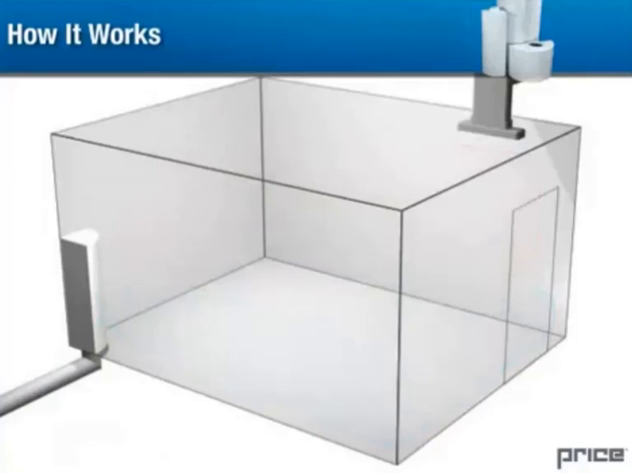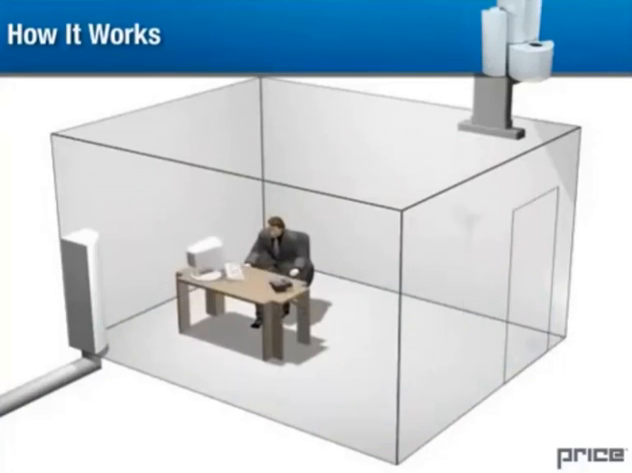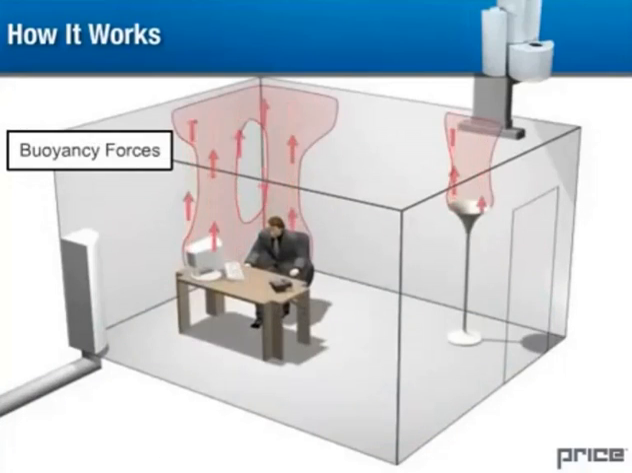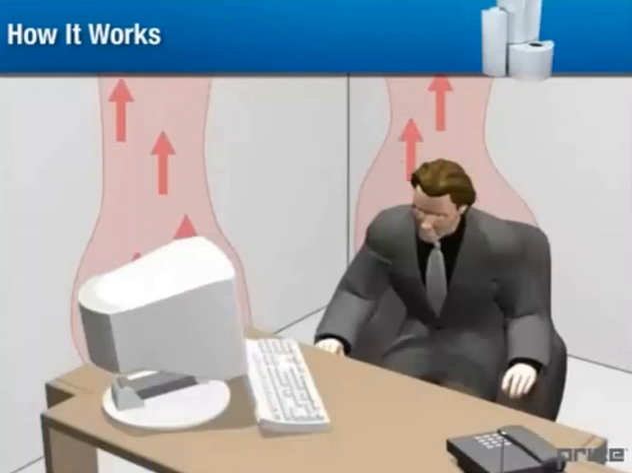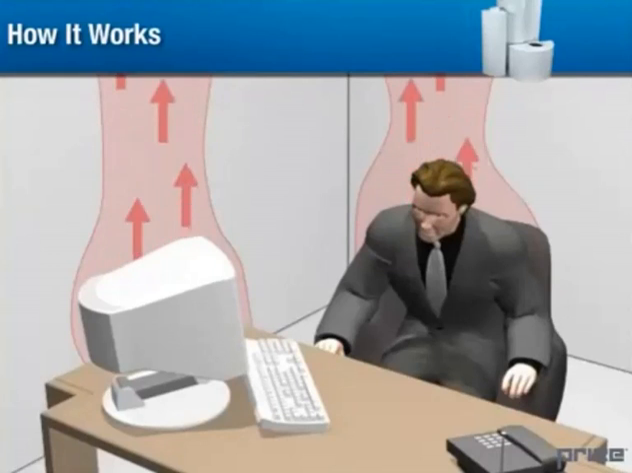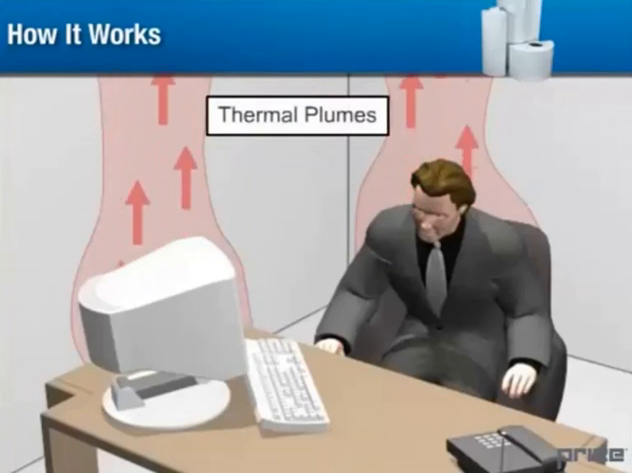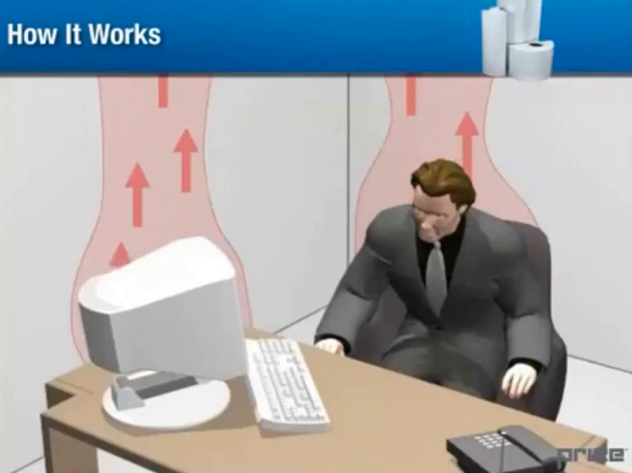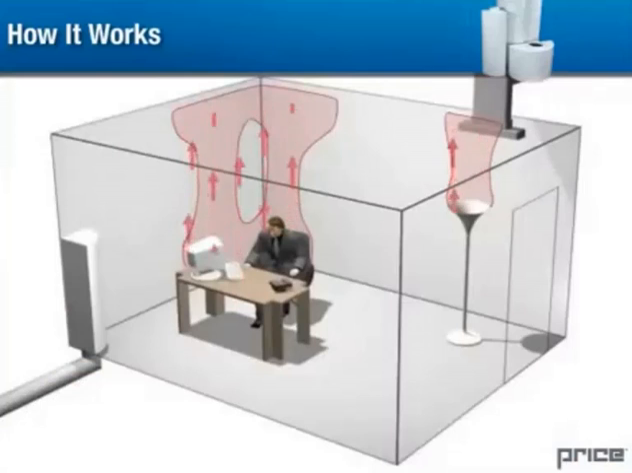Objects commonly found in the room, such as people, computers, and lights, give off heat that provide buoyancy forces. Each of these heat sources warms the surrounding air, and this warm air rises up away from the heat source. These convection currents, also known as thermal plumes, are responsible for the circulation of air in a displacement ventilation system.